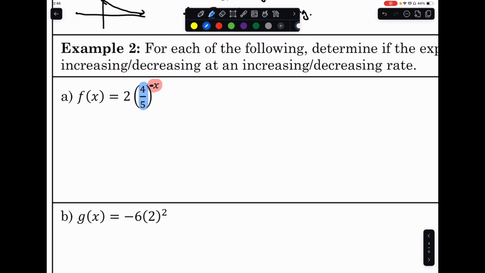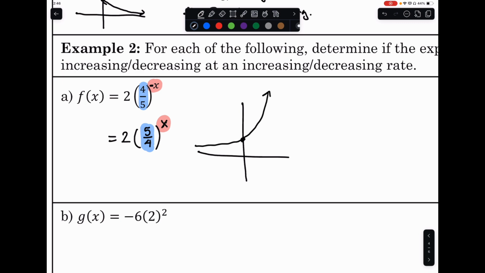Since 4 over 5 is not greater than 1, what we're going to do is simply get the reciprocal of our base, 5 over 4, and as a result, that's going to change the exponent from a negative x to a positive x. So now, with this being a number greater than 1, we can rely on the exponent to determine if this is going to be an exponential growth or an exponential decay. So with this being, again, that value there, this is going to be an exponential growth function. So the graph will look like this. We would cross the y-axis at (0, 2), and the graph will go upwards.